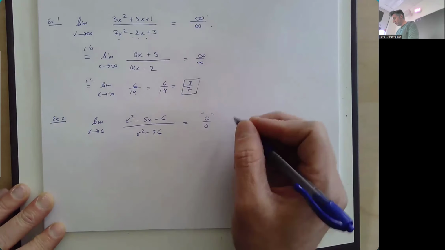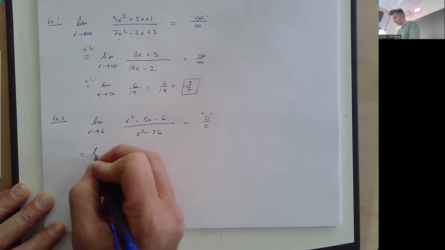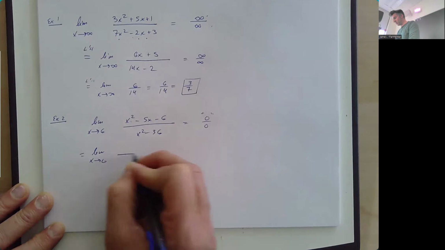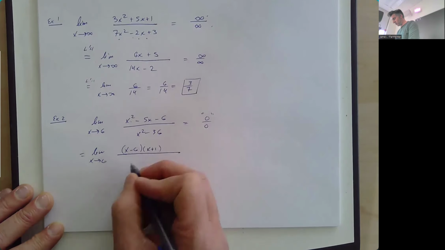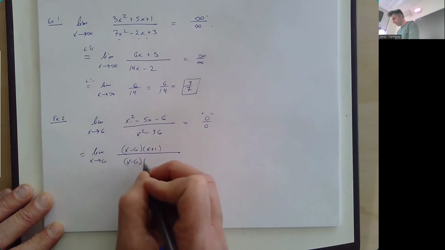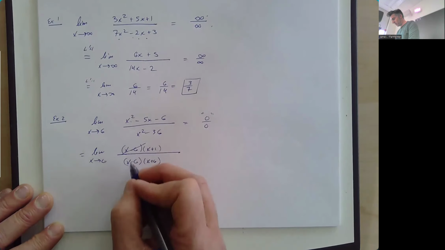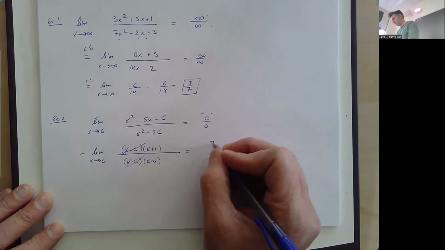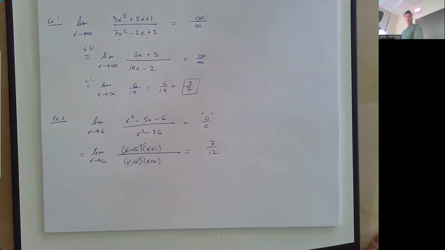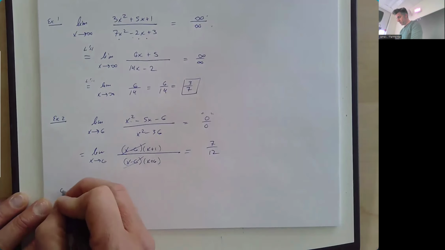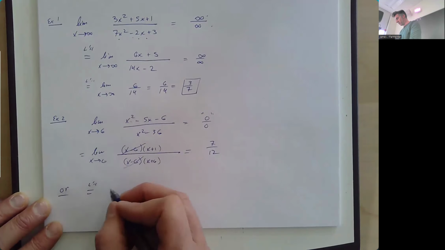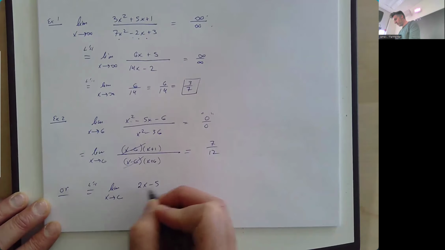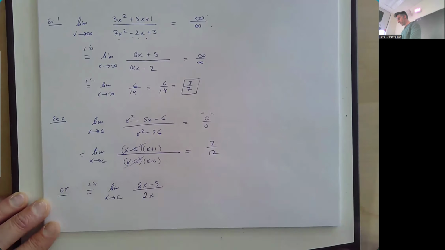So we could do this the old way and say it's equal to the limit as x approaches 6 and just factor. You get x minus 6 times x plus 1 on top over x minus 6 times x plus 6 on the bottom. And then you cancel those and you plug in for the rest and you get 7 over 12. Or you can use L'Hopital's rule and say the limit of this is going to be the limit as x approaches 6 of 2x minus 5 over 2x.